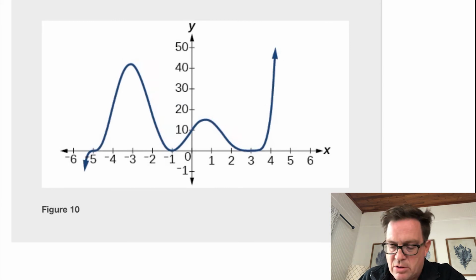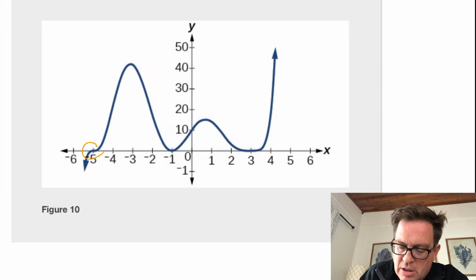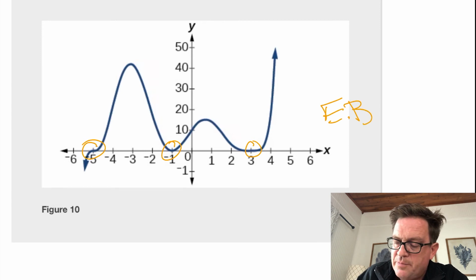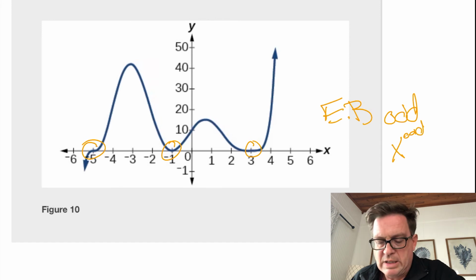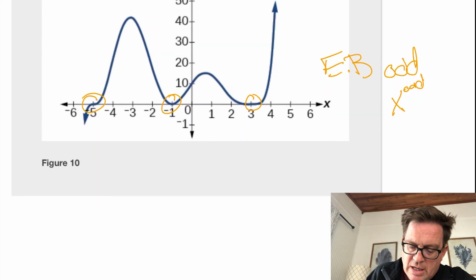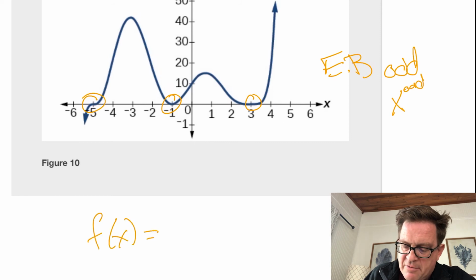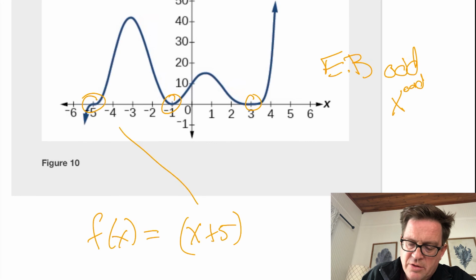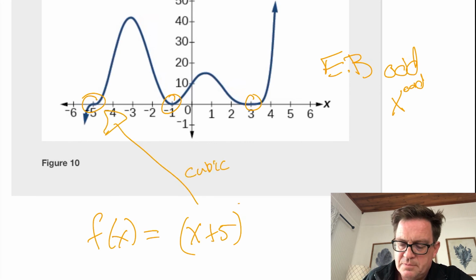Well, where are the zeros? The zeros are here, here, and here. And what's the end behavior? The end behavior is odd. So it's x to some odd power. And I don't know exactly what it is. I have to count the multiplicities. But I can write down a function. I'm going to have an x plus 5 term, and over here, this looks like a cubic. So I'll make it cubed.